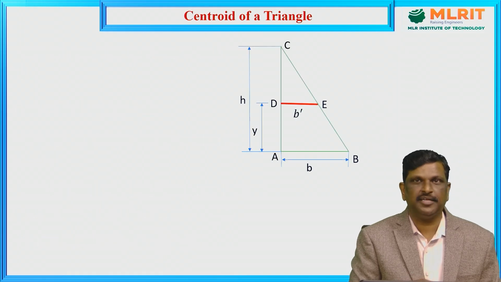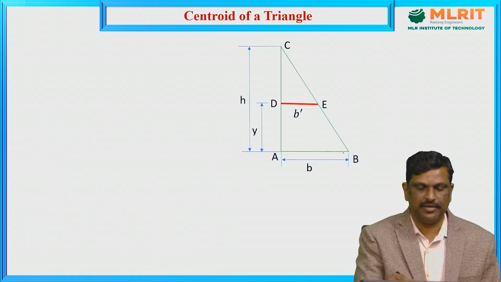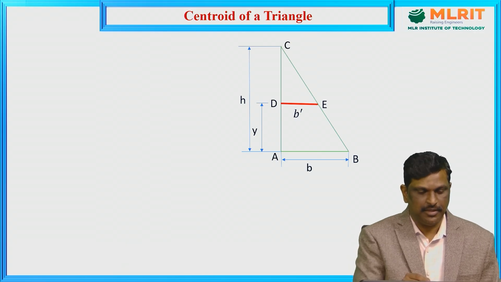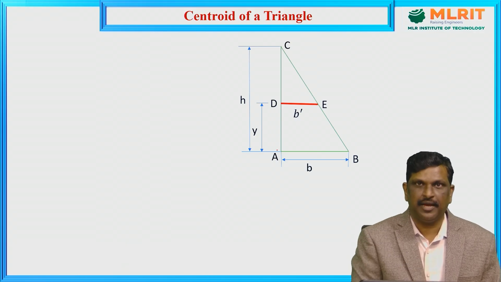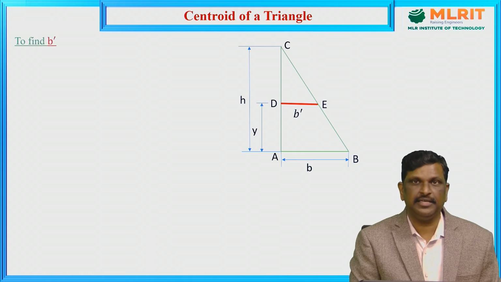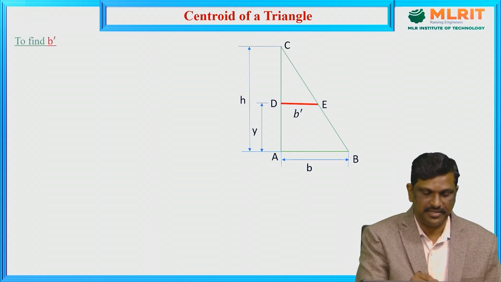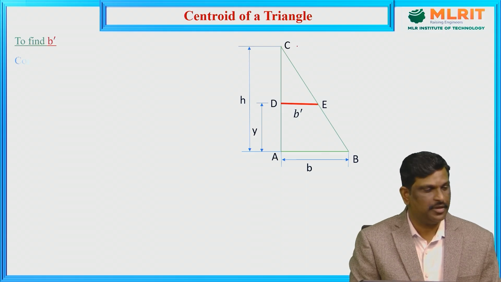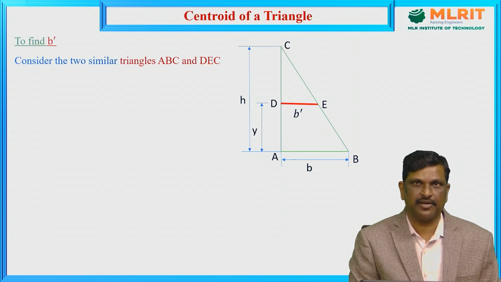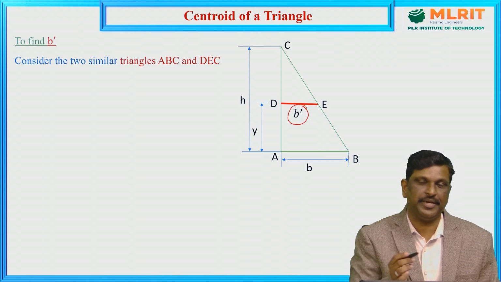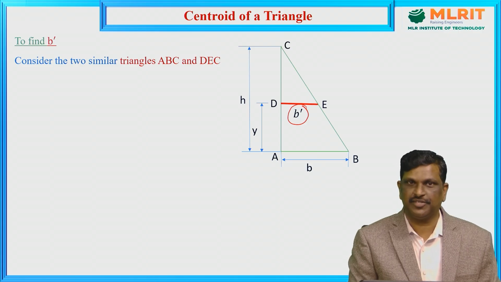Now, to find the b dash value, I am taking the same triangle and considering the similar triangles in this. ABC is the given triangle and DE is the line which is representing the strip. In this, ABC and CDE are the similar triangles. By using the properties of similar triangles, we are going to find b dash and we will substitute the b dash value back into the equation.